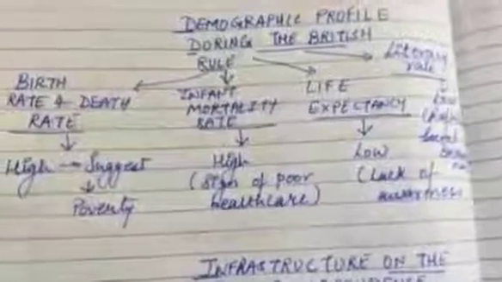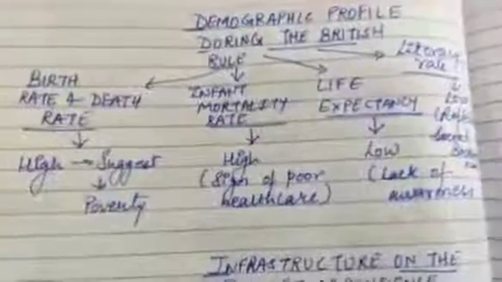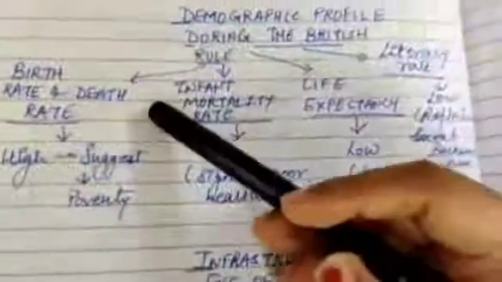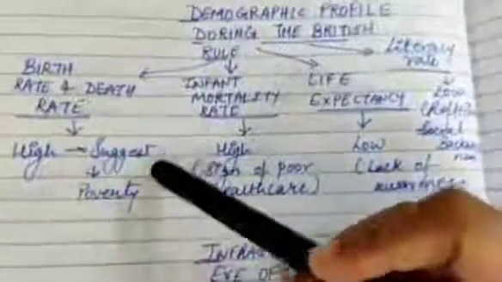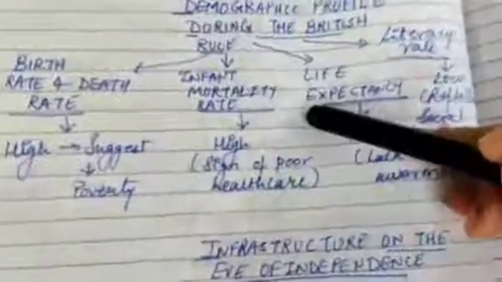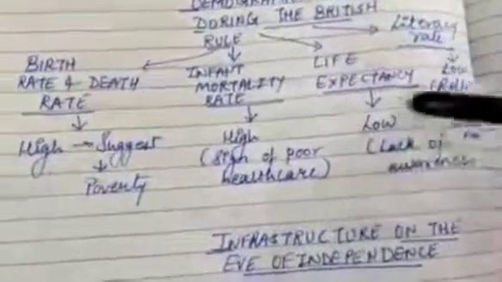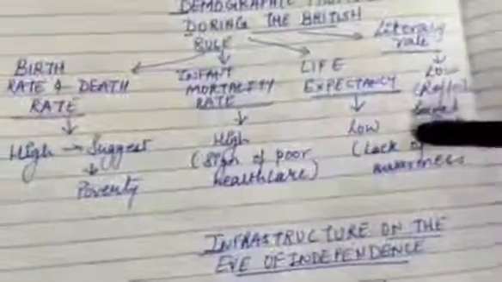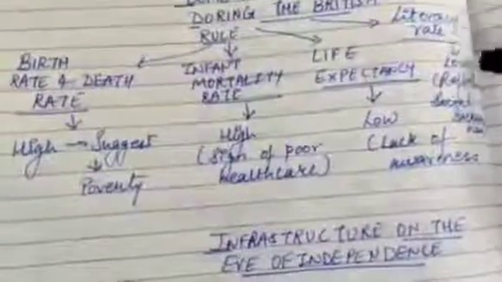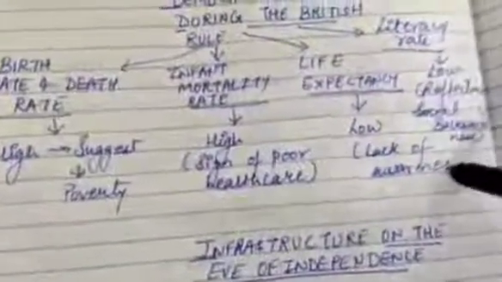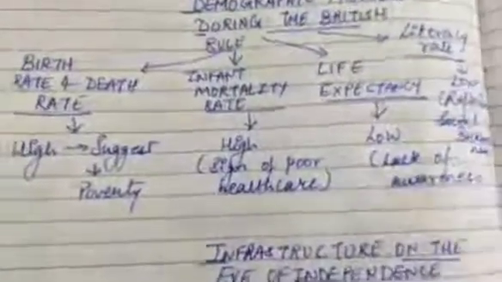Proceeding towards the demographic profile during the British rule. As you have seen, I have not mentioned any factual data, as it would be different in different texts. Proceeding towards birth rate and death rate. The birth rate and death rate were high in the country, which suggests poverty. Infant mortality rate was also high, which was a sign of poor health care. Life expectancy was low, due to lack of awareness. Literacy rate was also low, which reflects the social backwardness as well as the gender bias of the country.